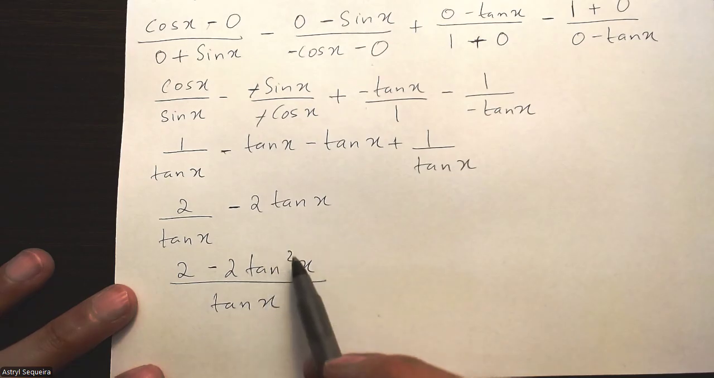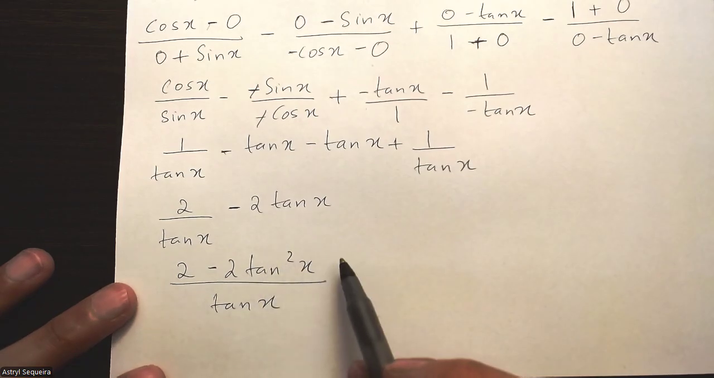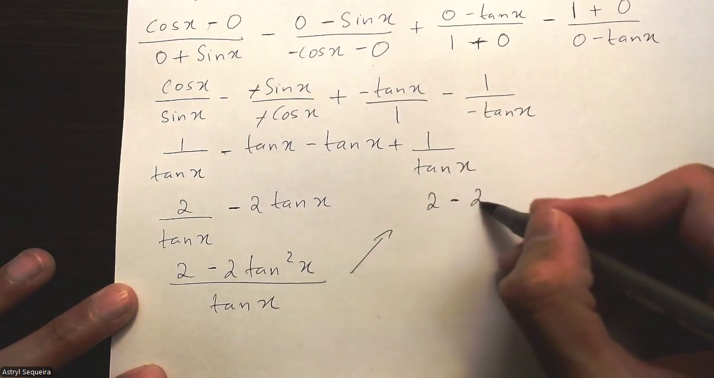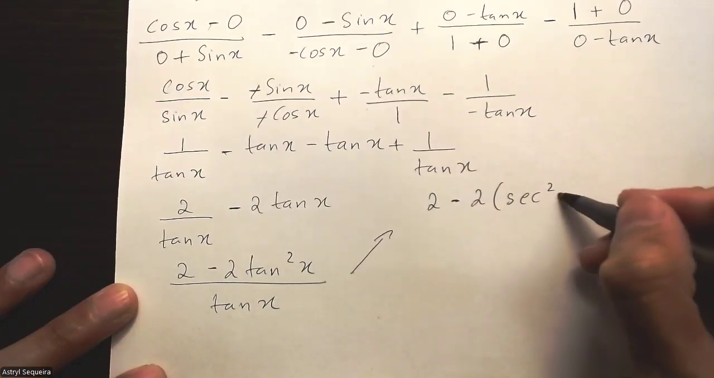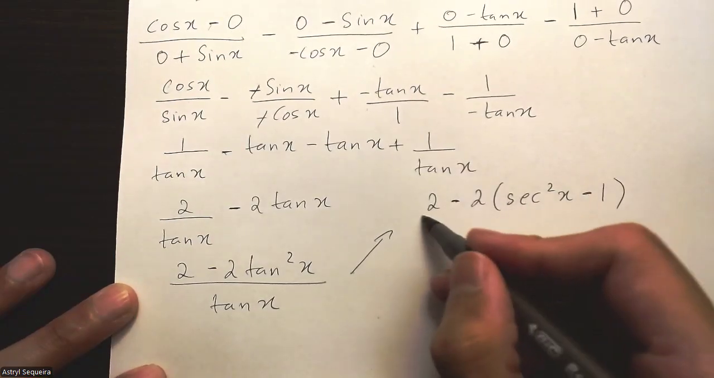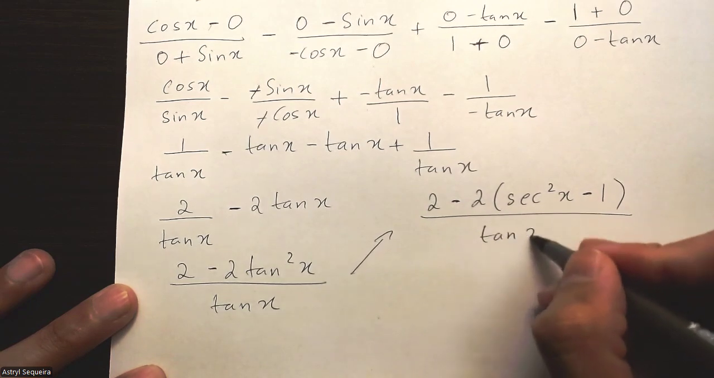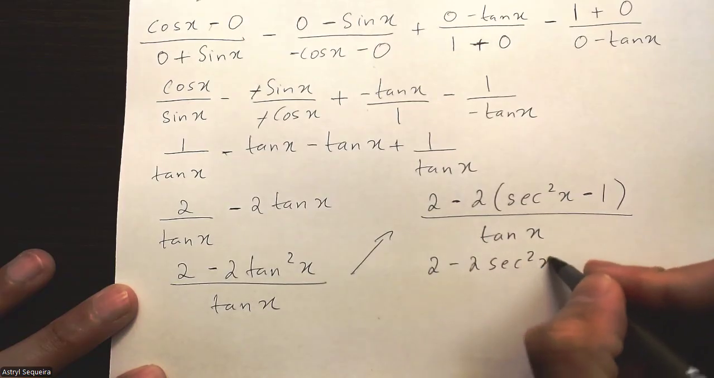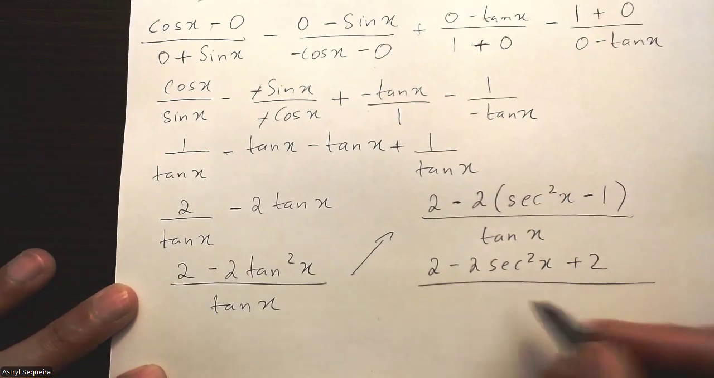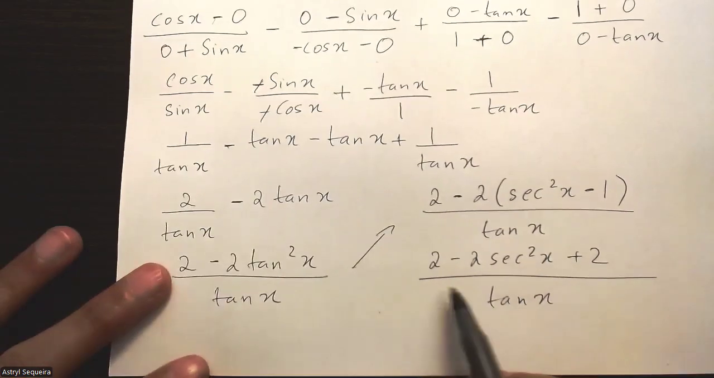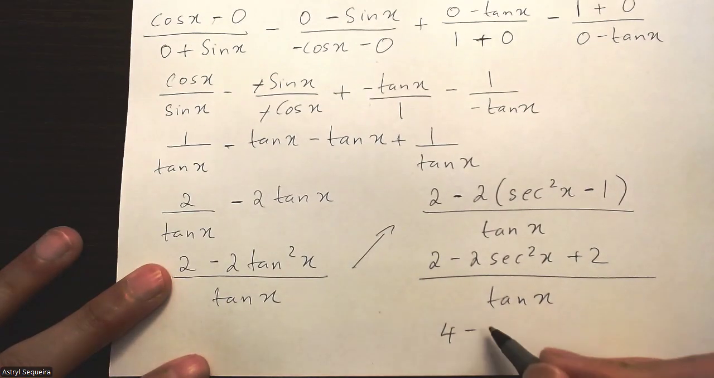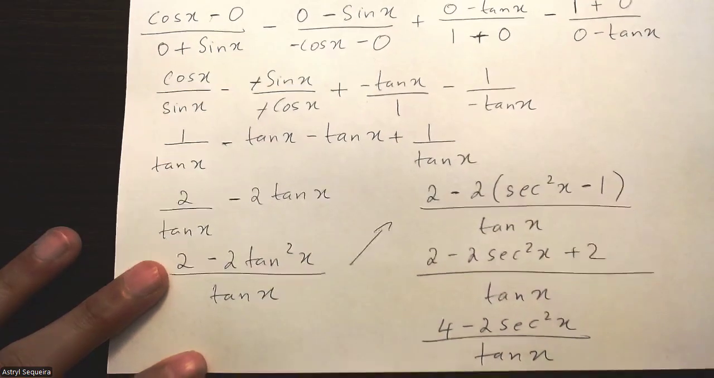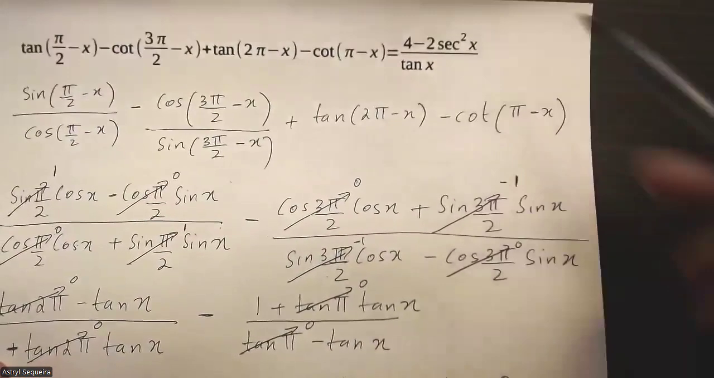I know that tan square is just sec square minus 1. We'll continue over there. That's my Pythagorean identity. I'll multiply this negative 2 into the bracket. And last step, I will combine like terms. So 2 plus 2 is just 4. And now this matches the other side of the identity.